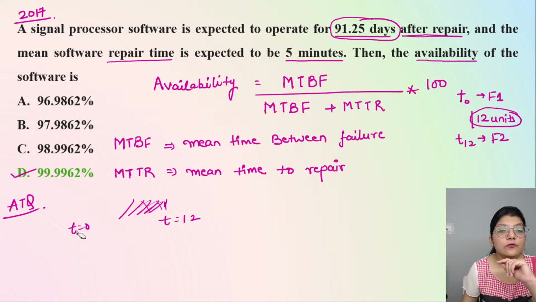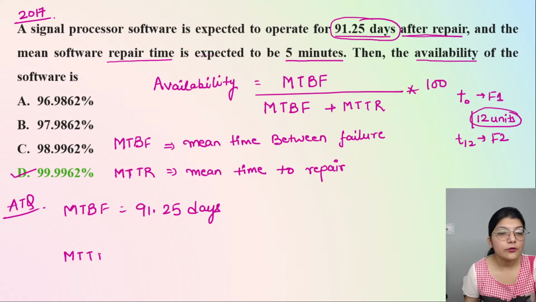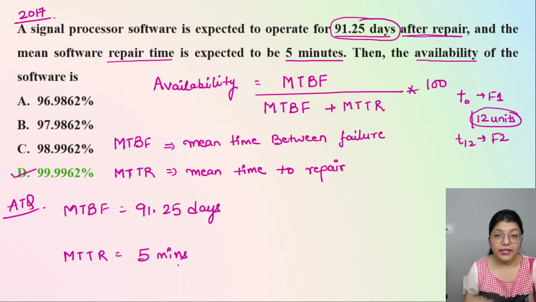So they mean to say that your mean time between failure is 91.25 days. This is what they mean here, okay? And then what they are saying is software repair time. This is what they have given directly: in order to repair your software, you need how much time? You need 5 minutes.